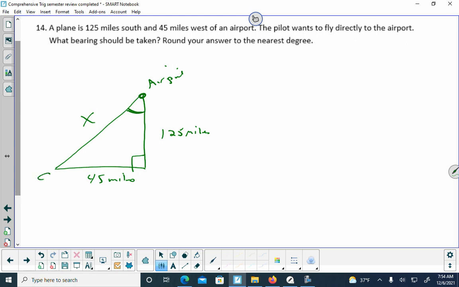Oh, I take that back. Here's my plane. I want to fly this, so I want this angle here. Yeah, should read the problem. All right, so I want this angle here because I want the plane to fly to the airport. The airport's not going to fly to the plane. All right, so I'm going to look for that angle.